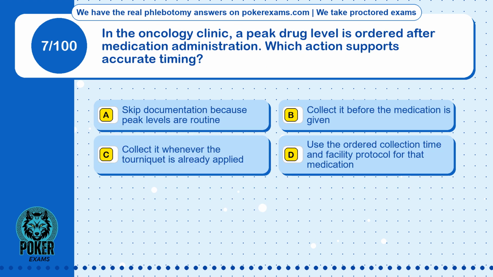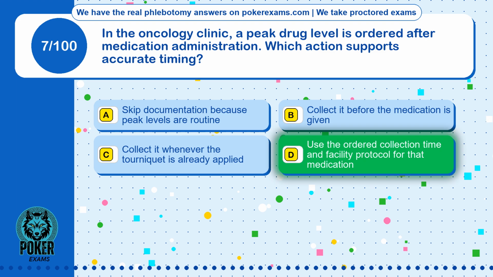Question 7. In the oncology clinic, a peak drug level is ordered after medication administration. Which action supports accurate timing? Option A, skip documentation because peak levels are routine. Option B, collected before the medication is given. Option C, collected whenever the tourniquet is already applied. Option D, use the ordered collection time and facility protocol for that medication.